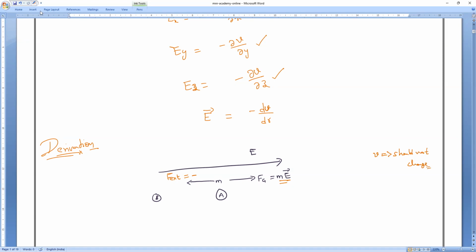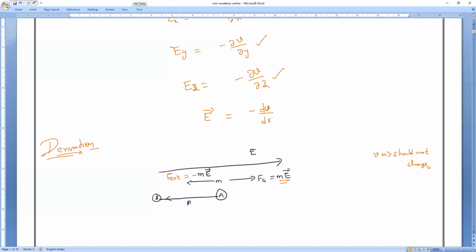If it changes, then it will not be a gravitational field. We already studied last class that the velocity of the body should not change. Without changing the velocity, to shift from point A to point B, the external force has to be equal to this one, that is minus mE.